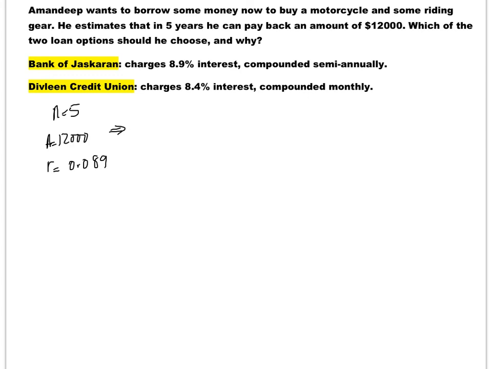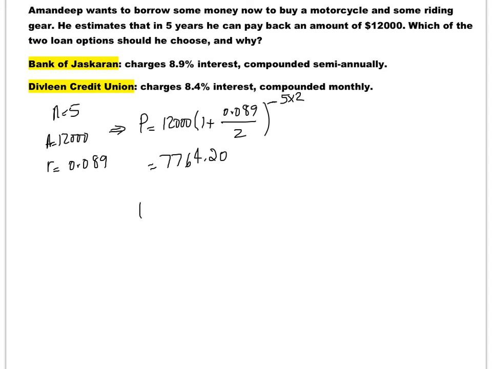So this means that the present value that he has to deposit is the future value, which is $12,000, times (1 + 0.089 divided by 2) exponent minus 5 times 2, which is equal to $7,764.20. The other case, Devlin Credit Union, the interest rate is 8.4% compounded monthly.